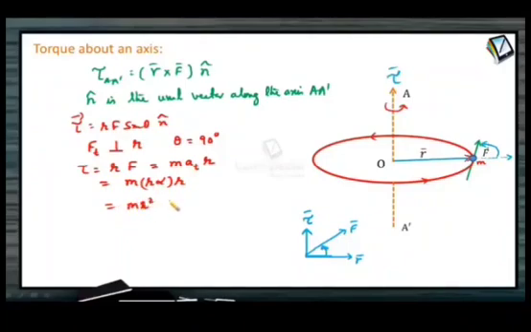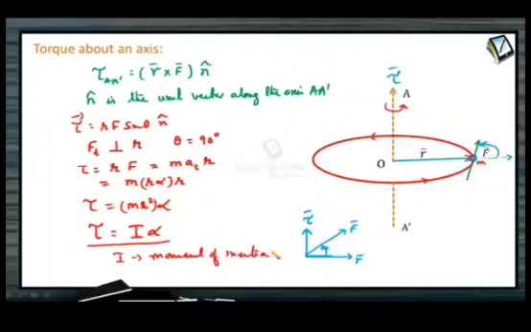Tangential acceleration is simply written as m r square alpha. And with mass m and the distance r, we write it as m r square into alpha. So alpha is the angular acceleration about the axis A dash. We know what m r square is, the product of mass and the square of the perpendicular distance from the axis of rotation. I is the moment of inertia. And alpha is the angular acceleration.